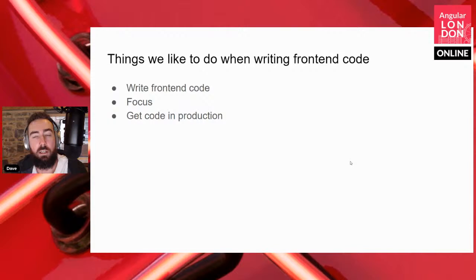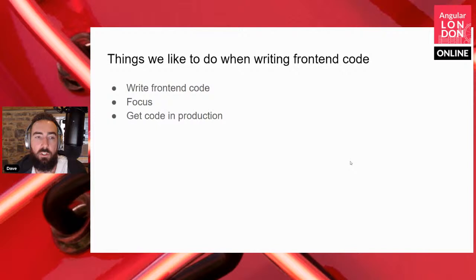So yeah, some of the more obvious things here, the things that we like to do when writing front-end code is writing front-end code, being able to keep focus without having to context switch a lot, and getting code into production. That's a nice feeling. We don't like it when things don't go into production.